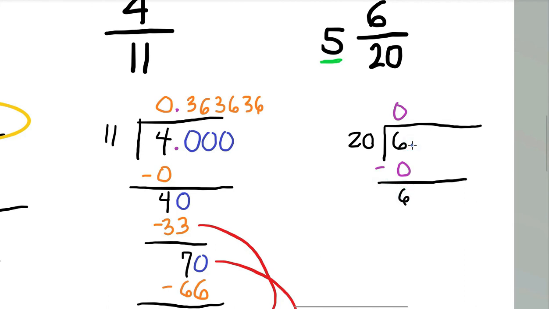We will write the decimal point and then add more zeros and bring it down. In 60, how many 20 are there? There are 3 20s in 60. So 3 times 20 is 60. 60 minus 60 is 0. So our primary answer is 0.3.